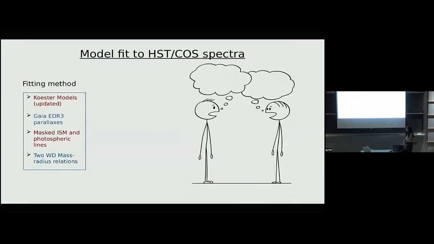Now, in our fitting method, we have used updated CoStar models. We have included the improved Stark broadening profiles from Tremblay and Bergeron, and we have used Gaia EDR3 parallaxes. While fitting, we haven't done any normalization; rather, we fit the absolute fluxes that we got from HST observations. And we masked the interstellar and photospheric lines.